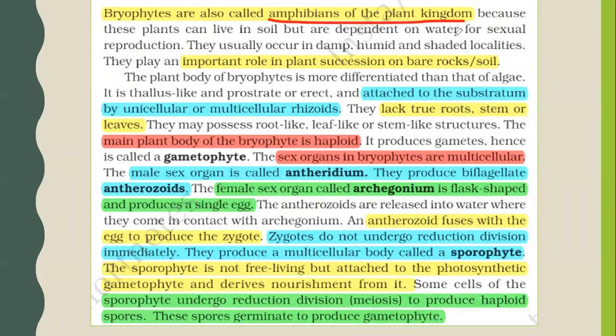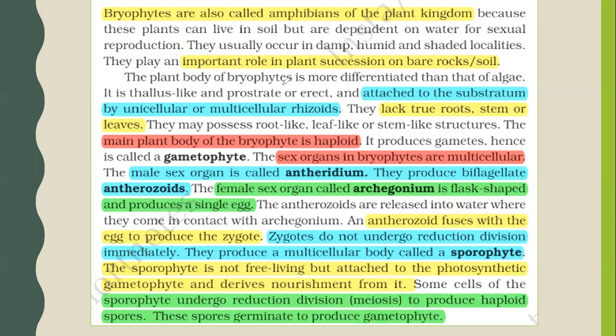Bryophytes are called the amphibians of the plant kingdom. Point number one, because they can live in the soil but are dependent on water for their sexual reproduction. They play an important role in plant succession and on bare rocks.